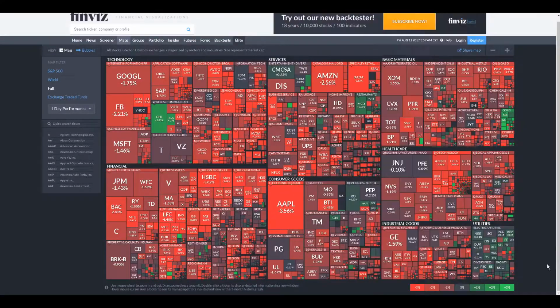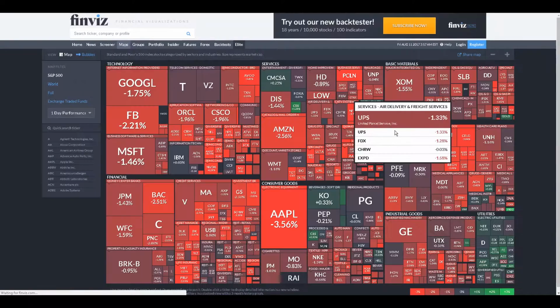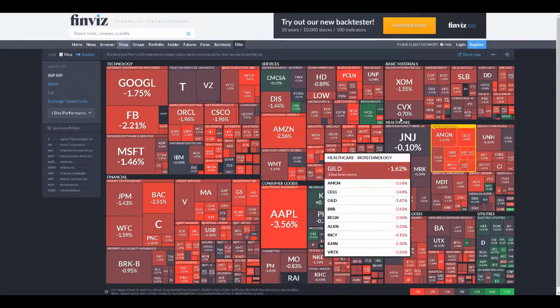So that is a really nice visual look. If you guys haven't checked out Finviz.com, I really recommend you check it out. Take a look at this map filter. To me it's very visual and can give me a nice representation of how the day went or different sectors that I might like to invest in.